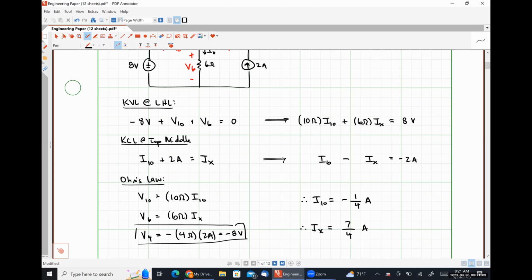So go to second and then press the tangent button where it says system solver. Okay. This is a 2x2 system, so we're going to use option 1. So let's call our first variable I10 x, our second variable IX will be y. So the coefficient of our first variable is 10. Our coefficient of our second variable is 6. Our constant term is 8. In our second equation, our coefficient for our first variable is 1. Our coefficient for our second variable is negative 1. And our constant term is negative 2. And then we press enter to solve it.